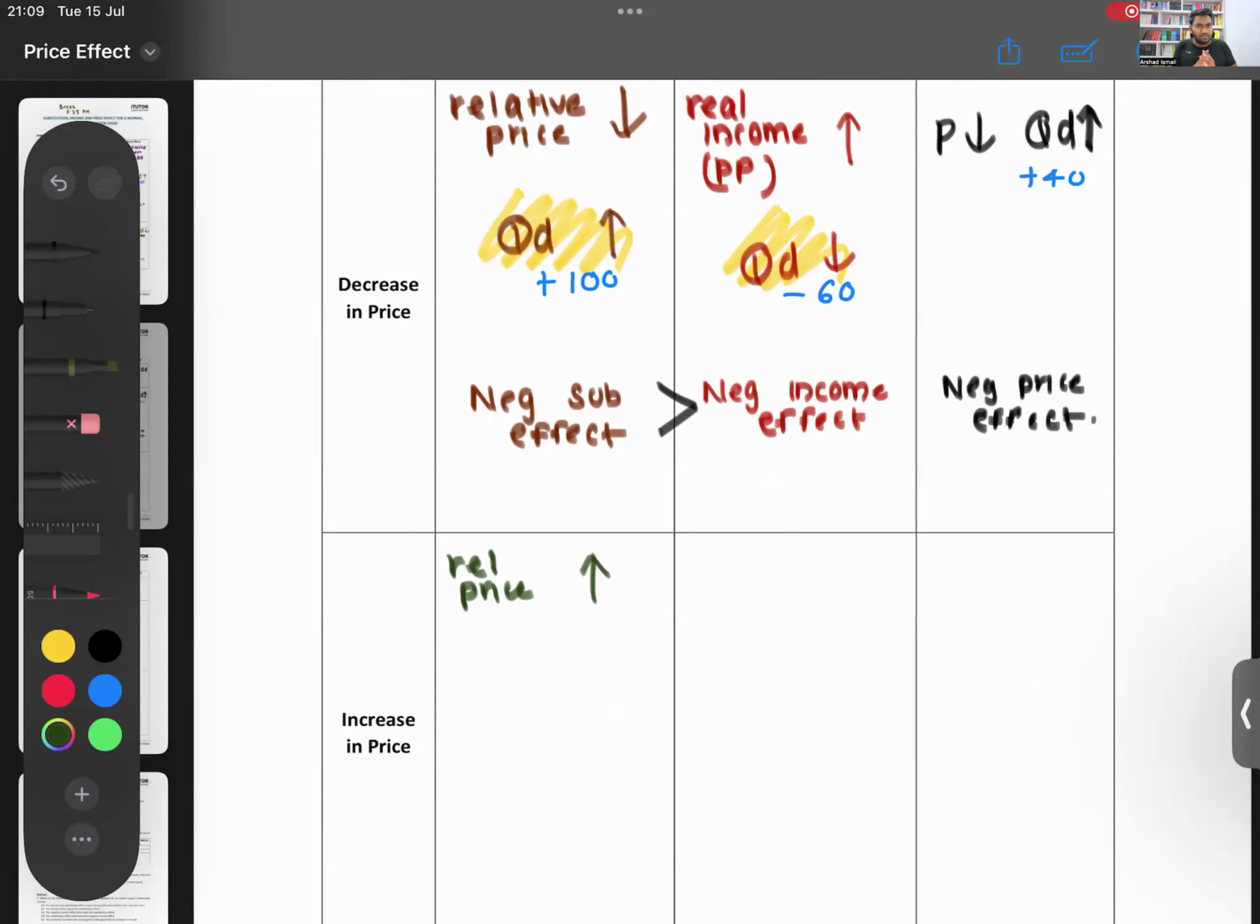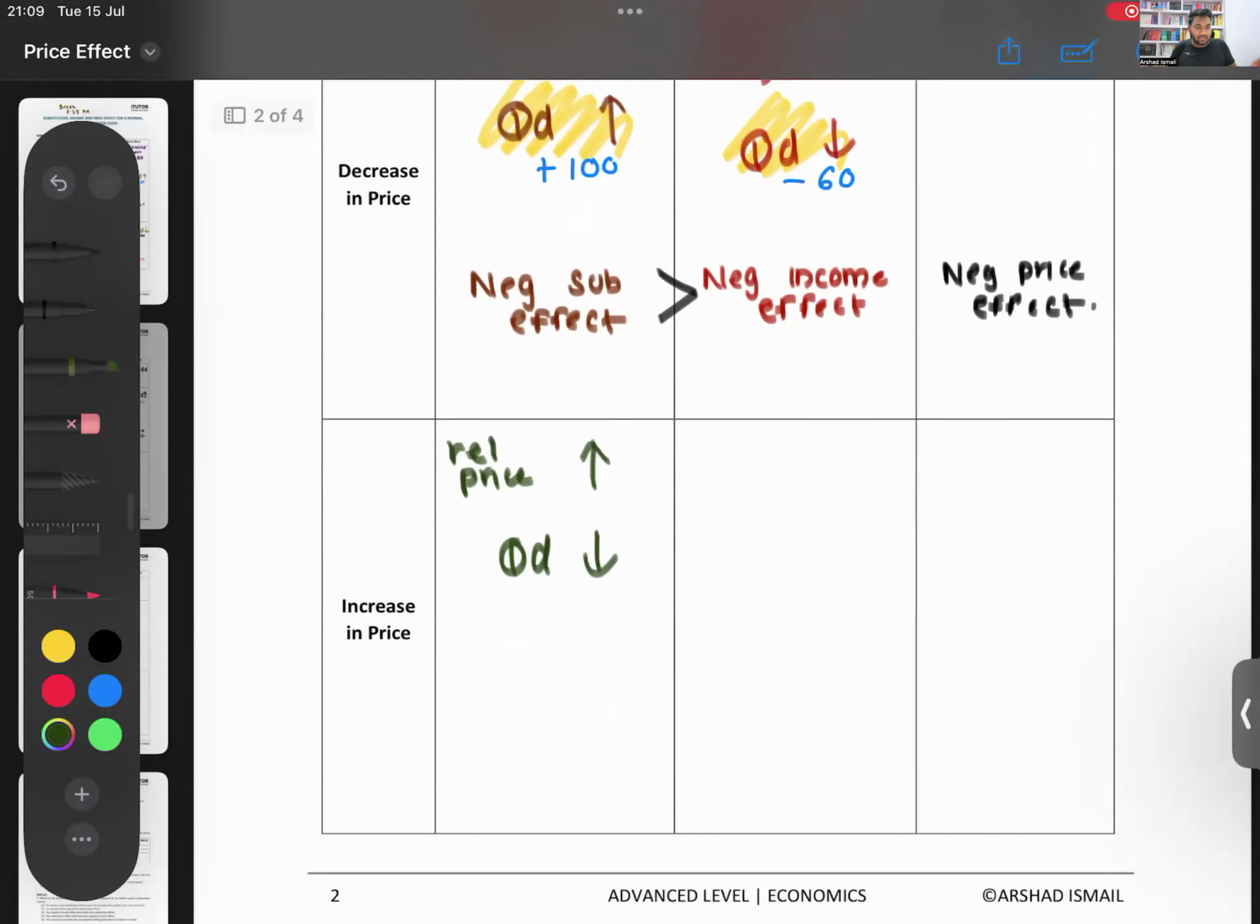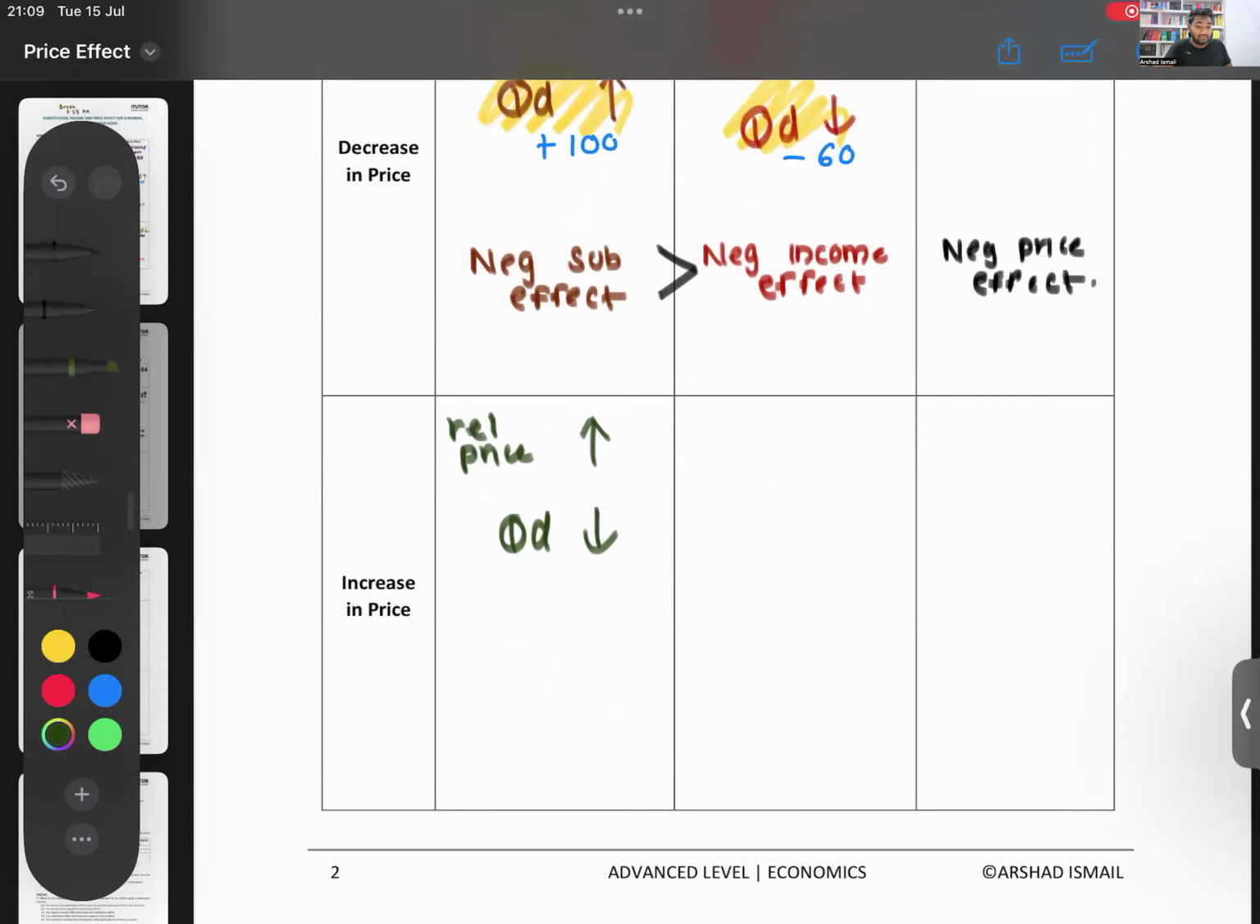So when Astra becomes expensive, what happens to the amount of people who buy Astra? That will reduce, no? Quantity demanded will come down. QD will reduce. So what can you tell about the substitution effect? Positive or negative? Substitution effect is negative. Negative substitution effect.